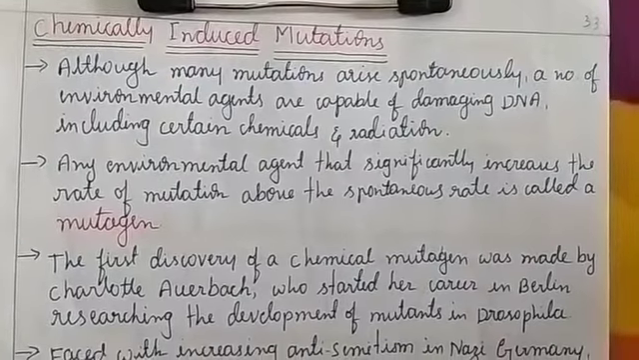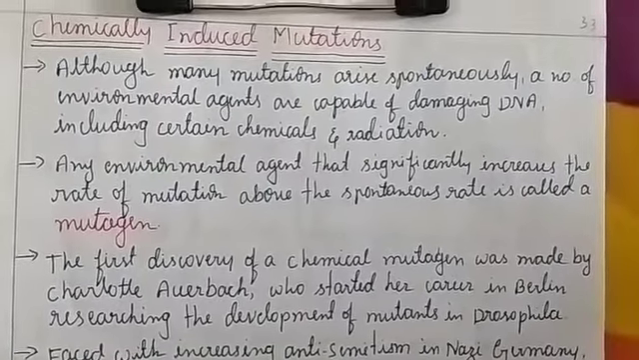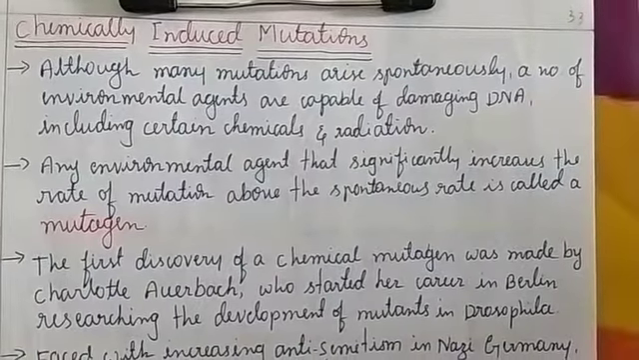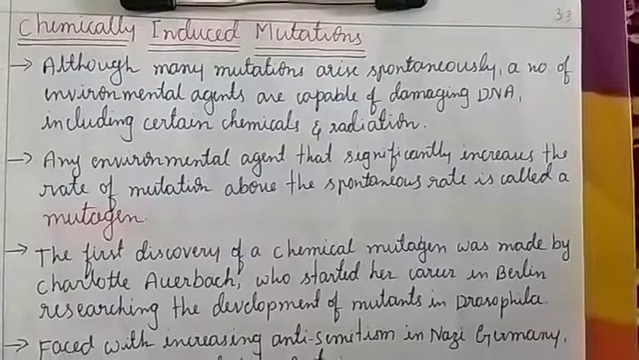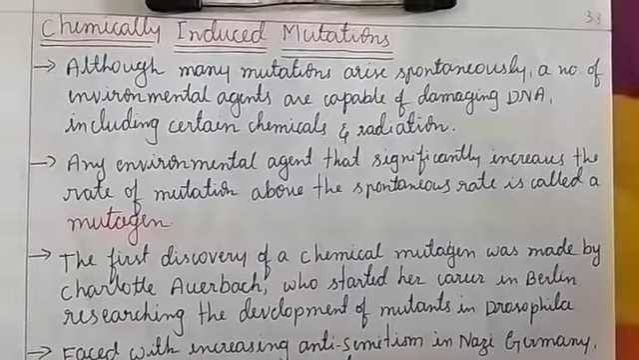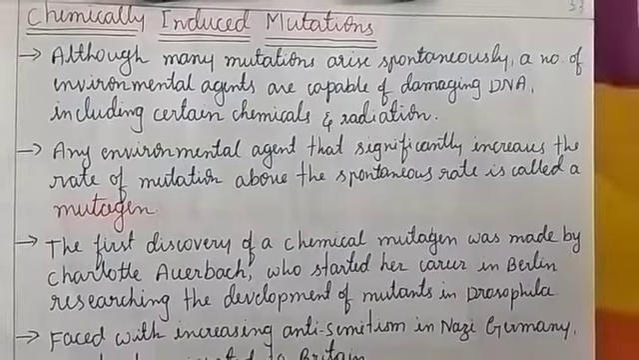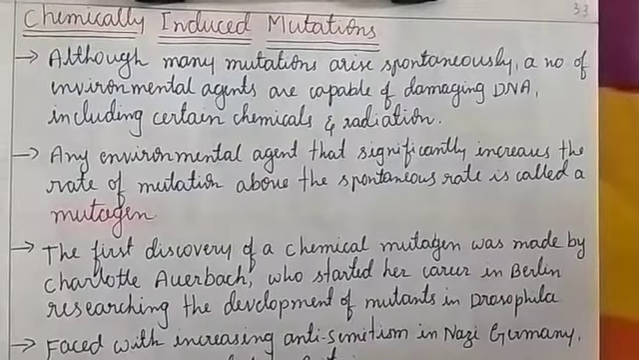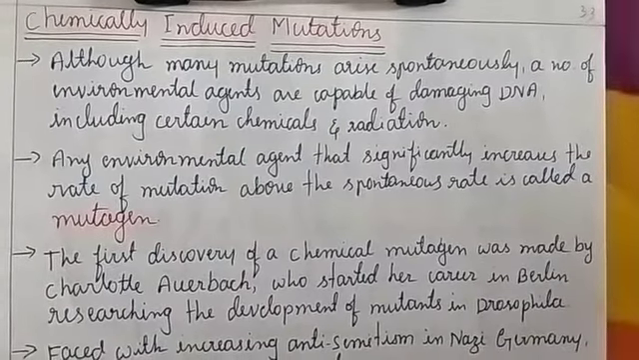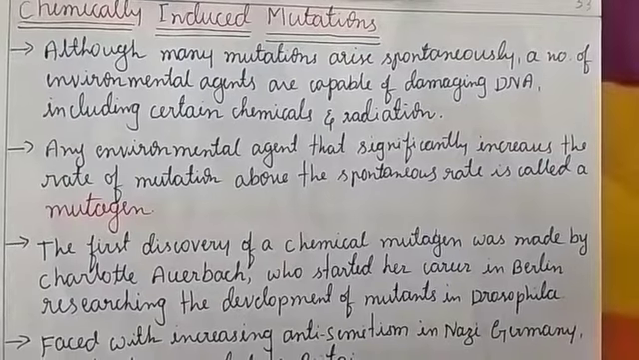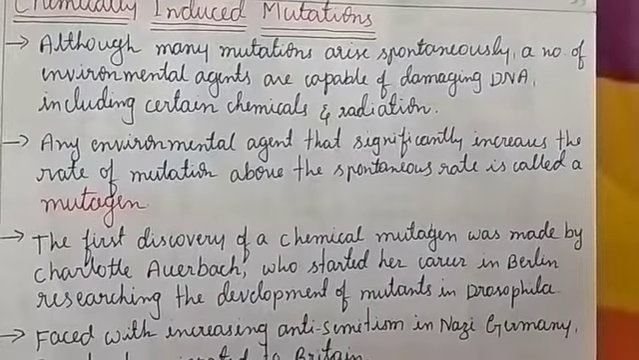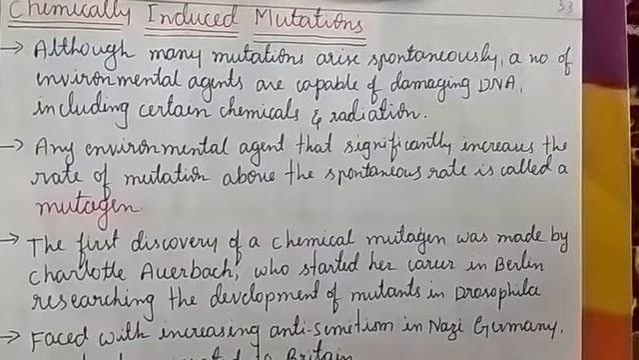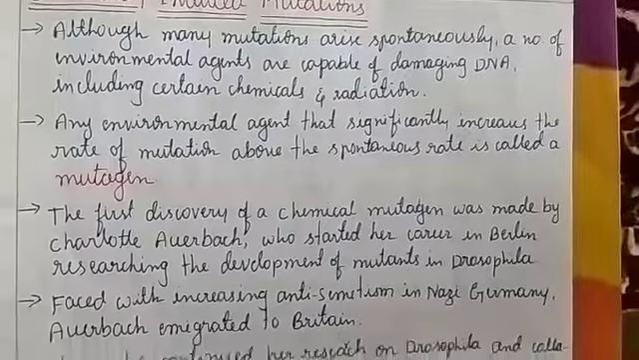Although many mutations arise spontaneously, a number of environmental agents are capable of damaging DNA, including certain chemicals and radiations. Any environmental agent that significantly increases the rate of mutation above the spontaneous rate is called a mutagen. They may ask a question in the exam like what is a mutagen, so make note of it. Any environmental agent that significantly increases the rate of mutation above the spontaneous rate is called a mutagen.